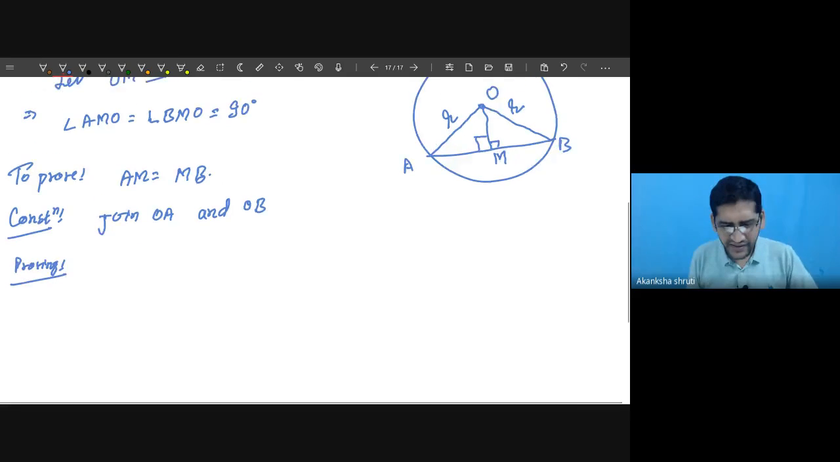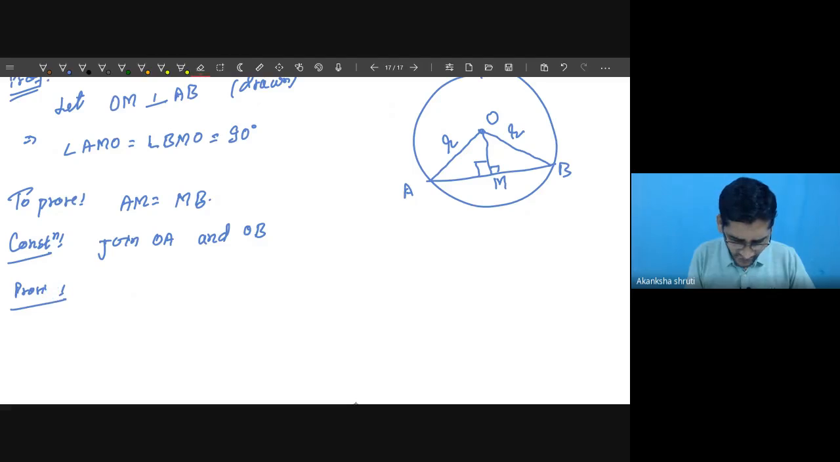Here we can prove, or we can take the two triangles, because we have to prove AM is equal to MB. So these two segments can be proved equal by the concept of congruency only. Here in geometry, how can two segments be proved equal? By congruency, if the triangle is formed.